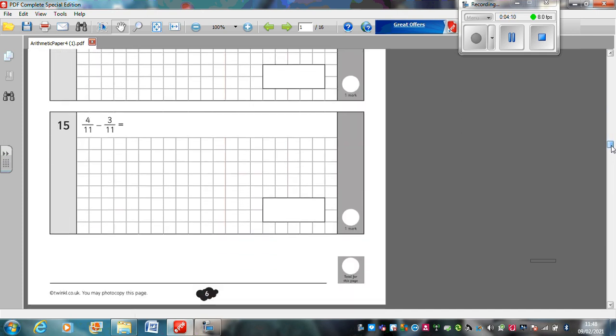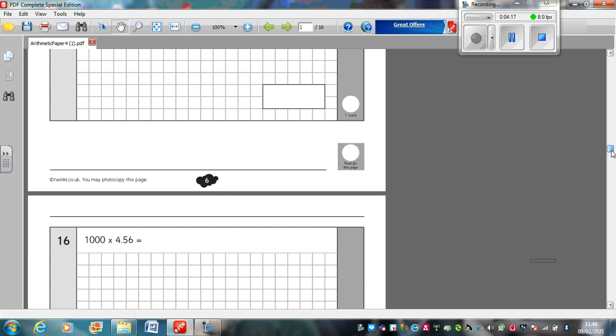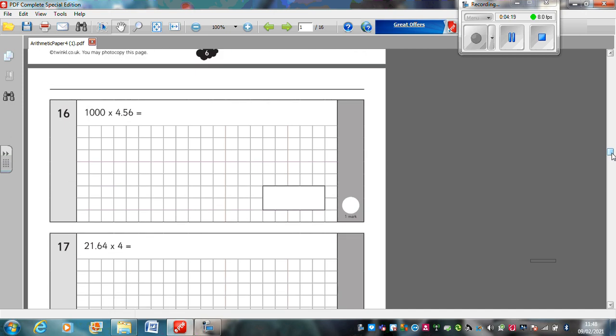Question 15. 4 elevenths take away 3 elevenths. Question 16. 1,000 times 4.56. What do we do when we multiply by 10, 100 or 1,000?